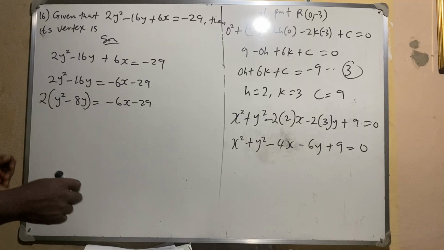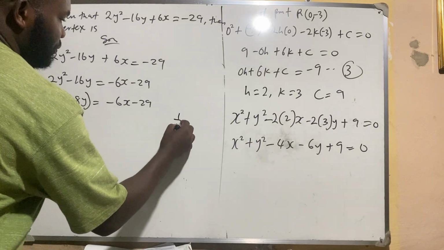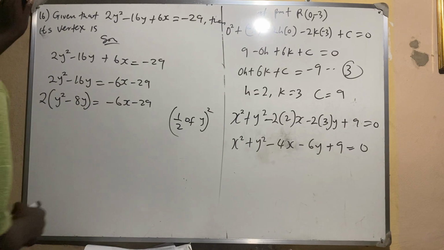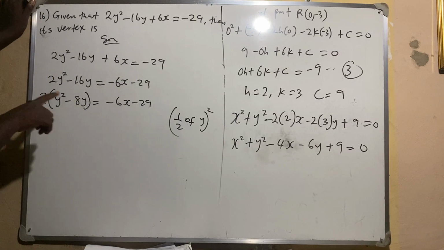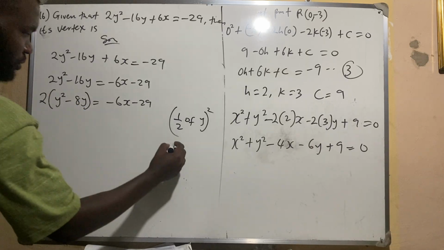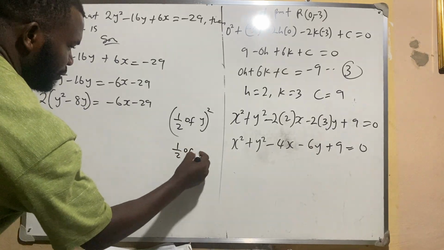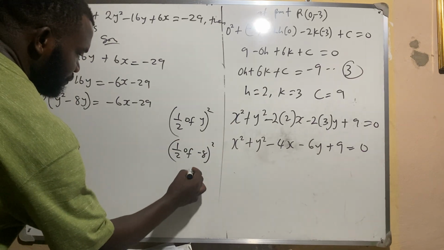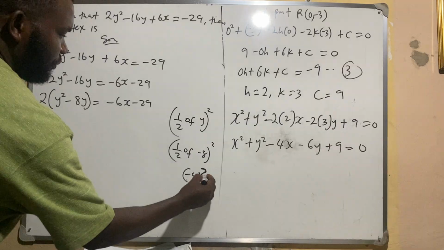And what is completing the square? Completing the square says find half of the coefficient of y, square it, and then add it to both sides. So what is the coefficient of y? Not the coefficient of y squared, but the coefficient of y. The coefficient of y here is minus 8. So I'm going to say half of that minus 8, I will square it. Half of minus 8 is what? Minus 4. I will square it.